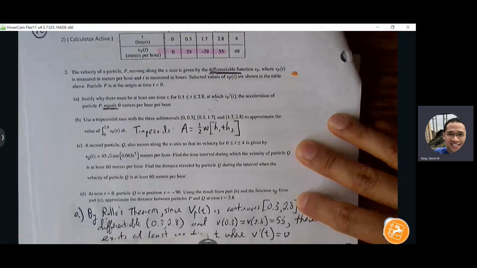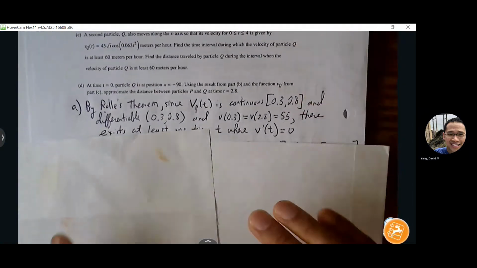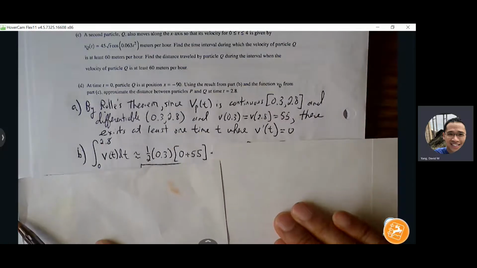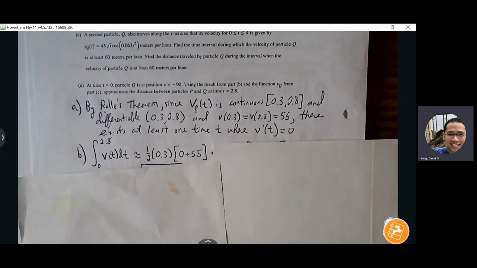Okay, so let's see if we can do that. First trapezoid, width of 0.3, height of 0 and 55. So we add those together with the 1/2 in front.